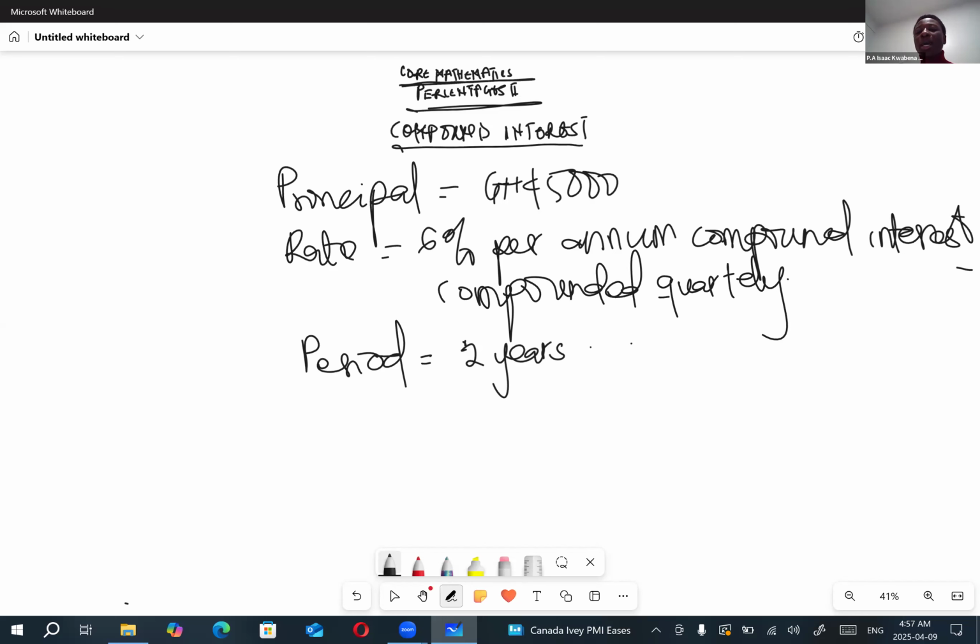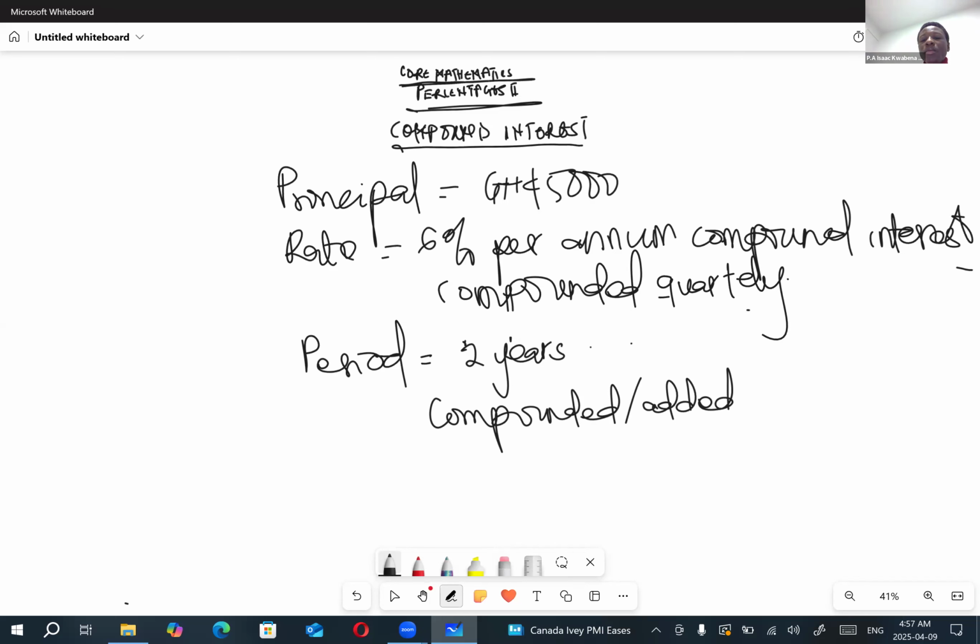And they are saying compounded quarterly. Now the period is 2 years. How do we go about that? Today there is a new phrase, compounded, right? So I want us to learn about that. Now compounded means added. We can paraphrase that by saying added.